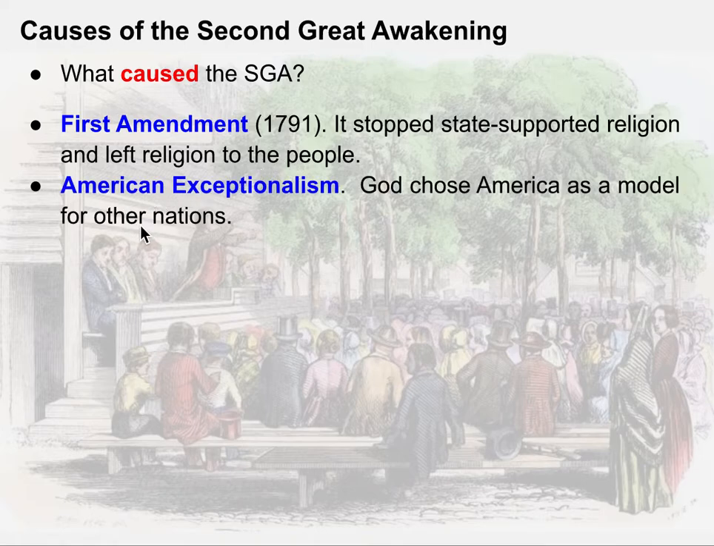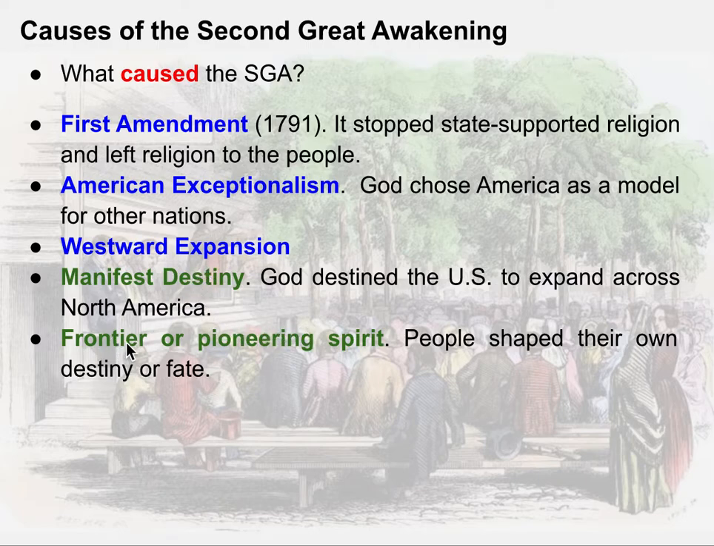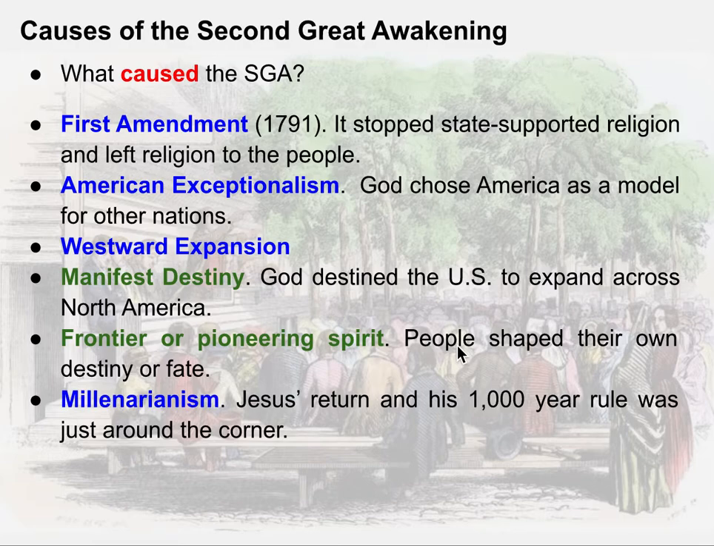Also, American exceptionalism. This is the belief that God chose America as a model for other nations. And then number 3 causes, westward expansion. Basically, I'm going to subdivide that into manifest destiny. This is the concept that God destined the U.S. to expand across North America. Notice that these two are God chose America and God destined the United States. With westward expansion, frontier, or the pioneering spirit, basically the concept that people shape their own destiny or fate. And the fourth is millennialism. Well, I did not say that right. Basically, Jesus' return and his 1,000-year rule was just around the corner, with the key phrase being just around the corner. We'll get into that more.